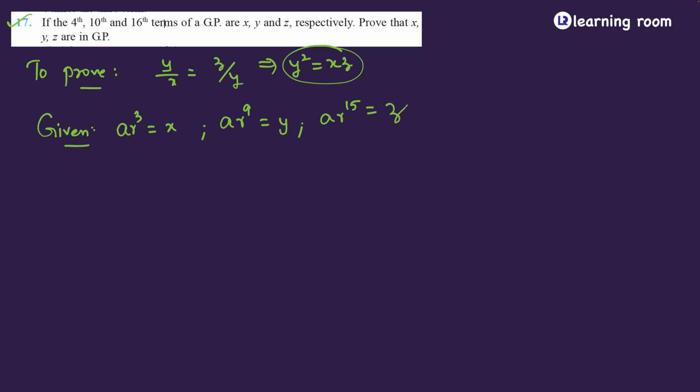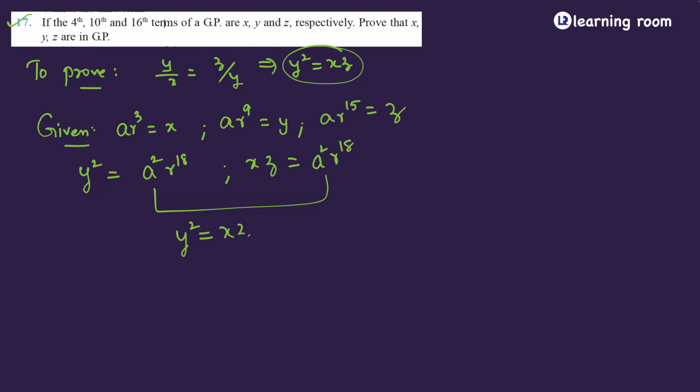So all that you need to do is find out what is y square. y square is a square r power 18. So what is x into z? x into z is a square r power 18. They both are equal. y square is a square r power 18, xz is a square r power 18. Since y square is coming out to be xz, we can conclude that x, y, and z are in geometric progression.